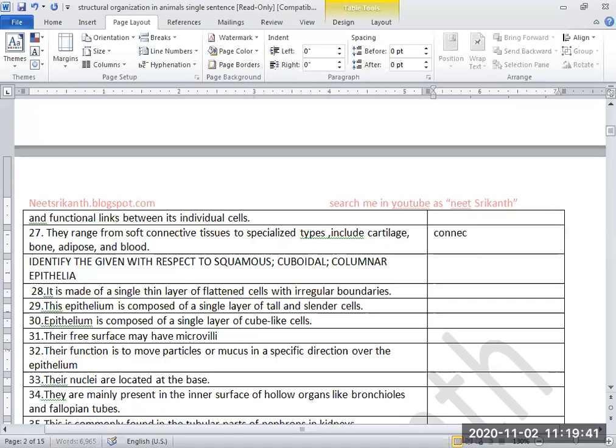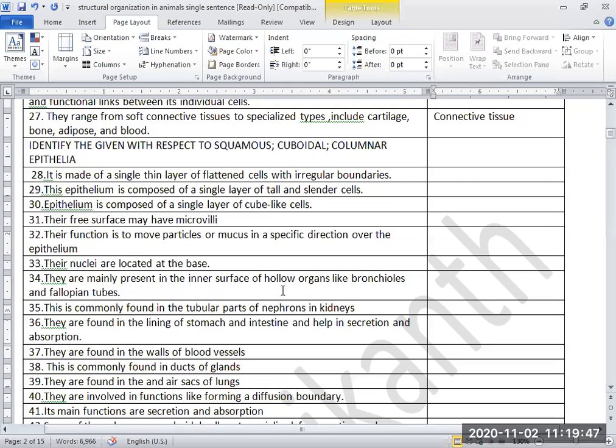Connective. Yeah, so that is connective tissue. Okay. Next phase of questions we got here. Identify the given with respect to squamous, cuboidal, columnar epithelia. Examples of squamous, cuboidal, columnar epithelium will come in the series after these. You have to recognize them as squamous, cuboidal, or columnar based on the properties and based on the examples.